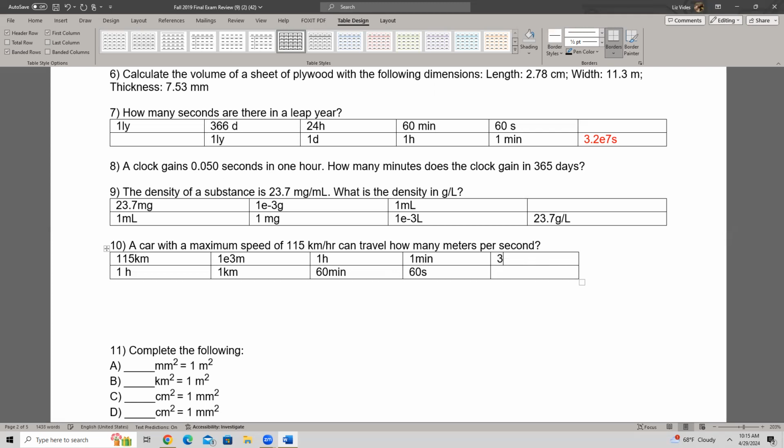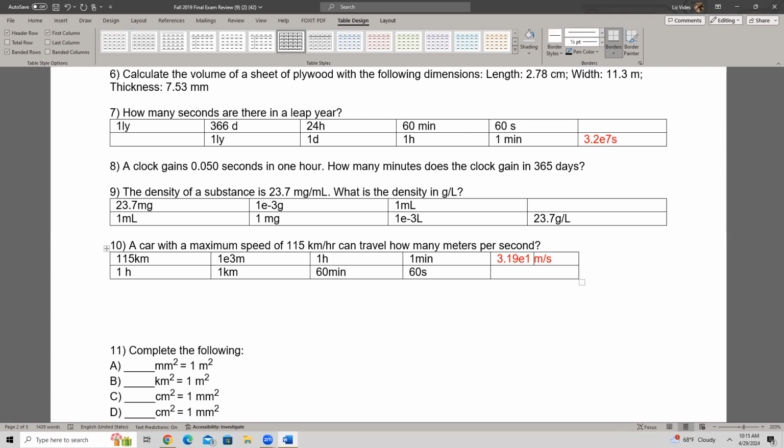And yes, we can have 3 sig figs. And that would be meters per second. Right? That's our answer. Times 10 to the 1, sorry, 3.19e1 meters per second. So basically 31.9, right?